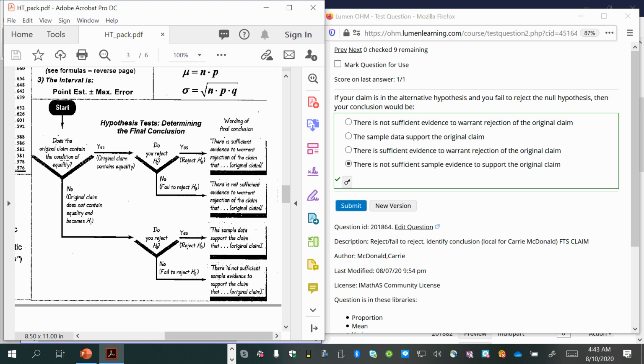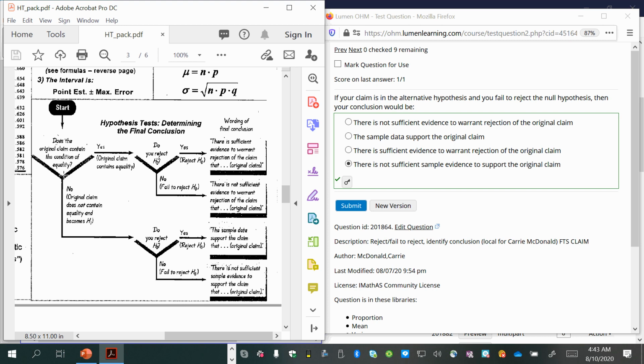If we say yes, then after rejecting the null hypothesis, we would say there is sufficient evidence to warrant rejection of the claim. If we fail to reject the null hypothesis, then we would say there is not sufficient evidence to warrant rejection of the claim. So notice in both of these two first possible conclusions, we're talking about whether or not there is enough evidence to warrant rejection of the claim.